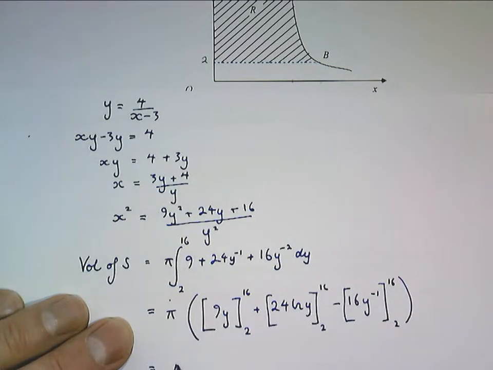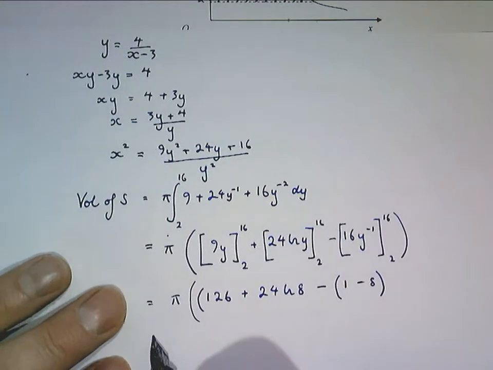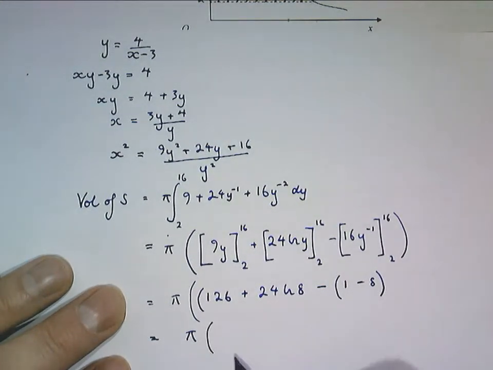And when we work that out, we find we've got pi times, so 144 minus 18 is 126. That's going to work out as 24 ln 8. And then we're going to be taking away 16 divided by 16 is 1, and 16 divided by 2 is 8, so minus 8. And we end up with pi times 133 plus 24 ln 8.